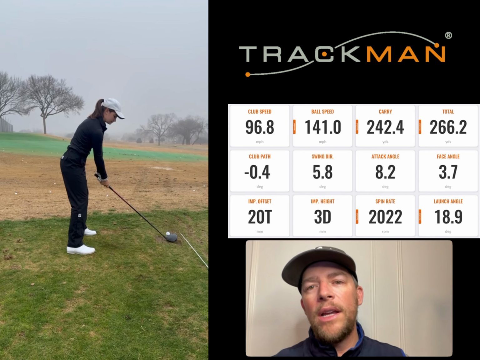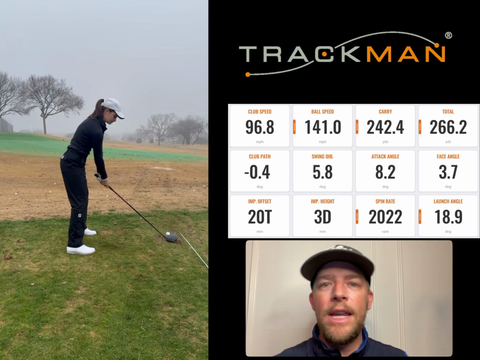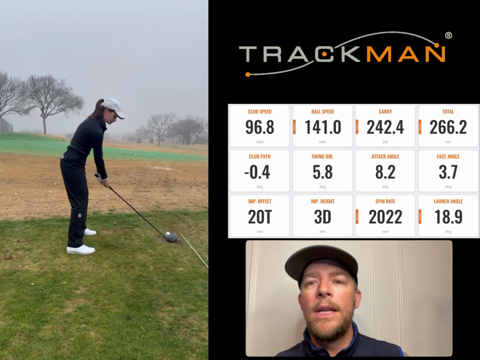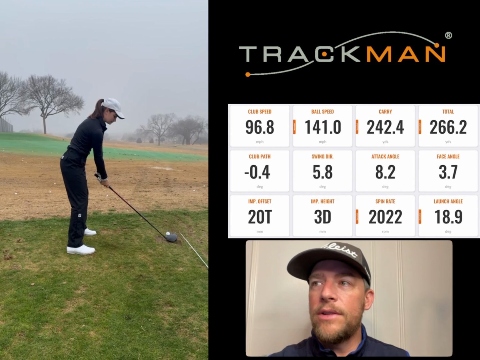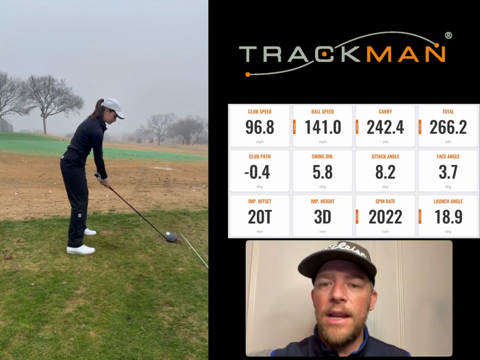So club path is not very easy to see on video because it really is three-dimensional with the swing direction and attack angle. So I think what you can see on video pretty clearly is the swing direction. And I think there's a pretty easy way to understand this.